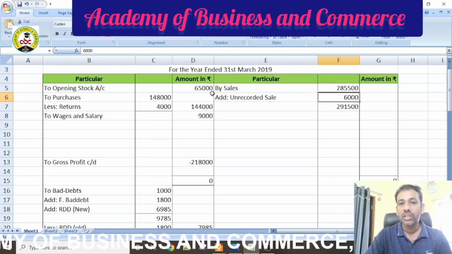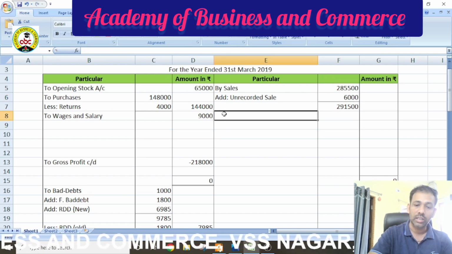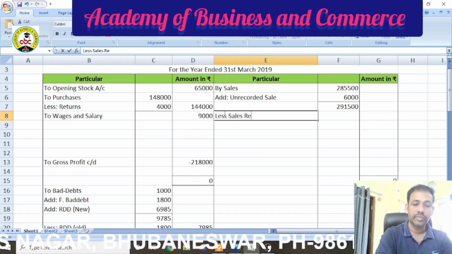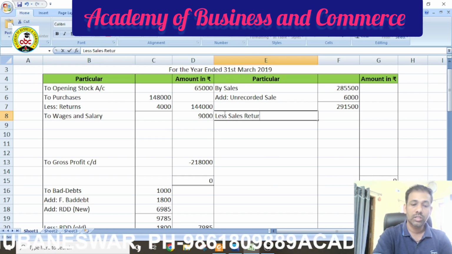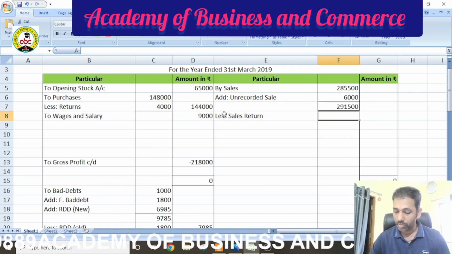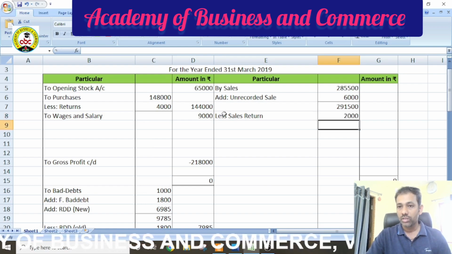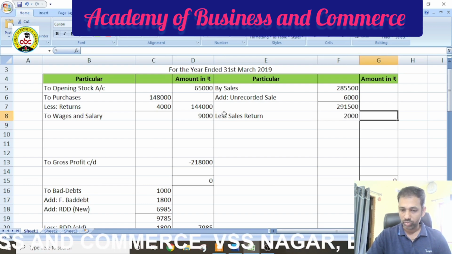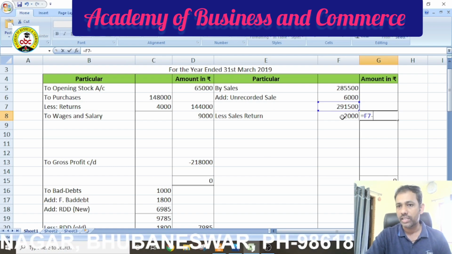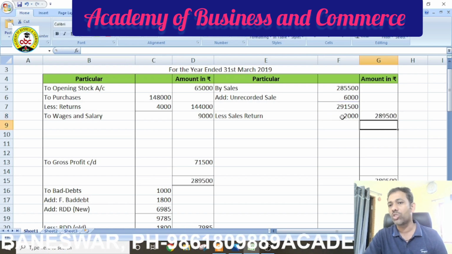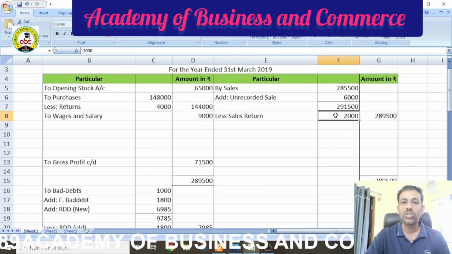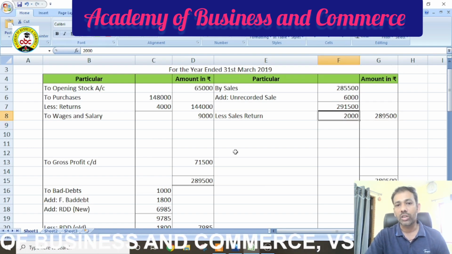Out of that, you have to deduct the sales return. Less sales return, and the amount which is given on the debit side or debit balance is 2,000. In the outer column you have to put 2,91,000 minus sales return, and the final figure is 2,89,000. It is the net sales which you have to take in the outer column.